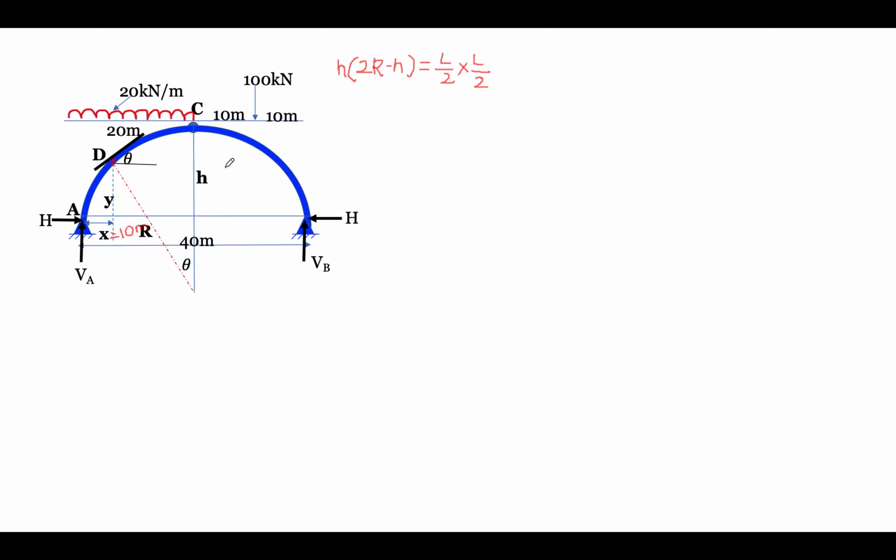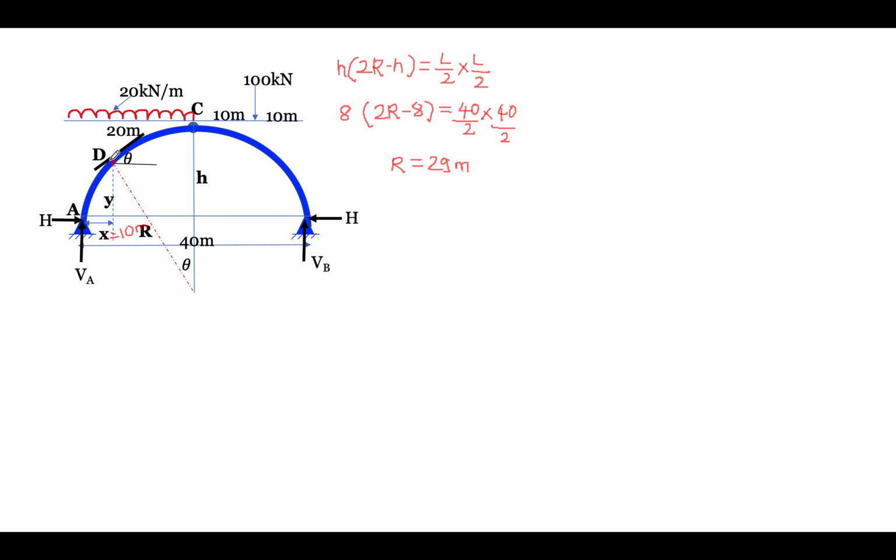Now in this particular case, H is already given as 8 meter. It's given in the data. So simply substitute the value here, 8. R we have to calculate, minus 8, and L by 2 is nothing but half of our total span, so 40 by 2, into 40 by 2. So when we solve this, we get R is equal to 29 meter.